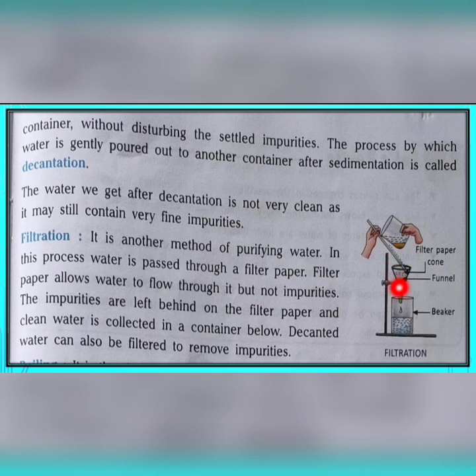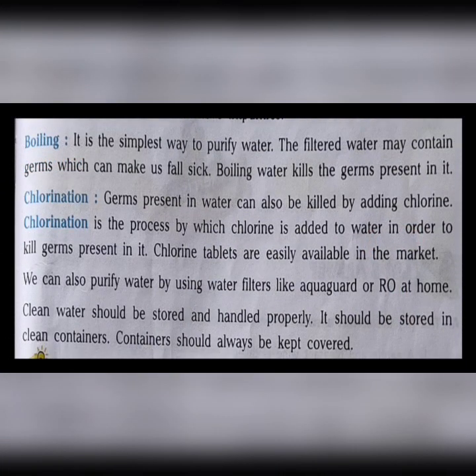This is called the funnel. Here the filter paper is placed. Filter paper is a kind of paper which allows only water to flow through it but not other impurities. So what will happen when we pour water into it? The impurities will be left behind on the filter paper, and the pure water can be collected in another container. Now the next way is boiling, which is the simplest way to purify water.